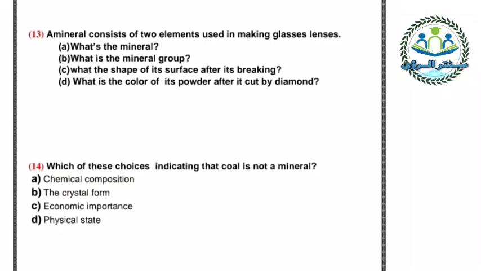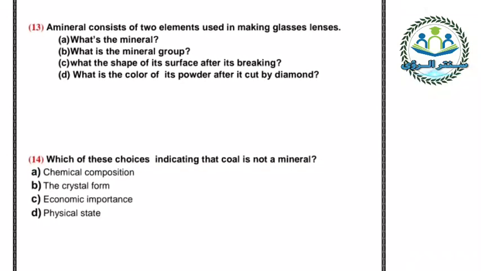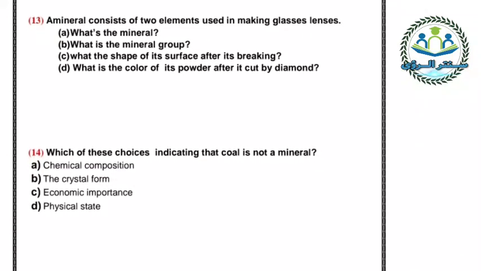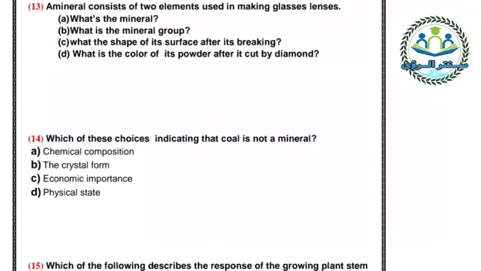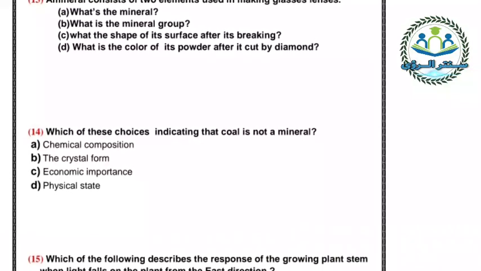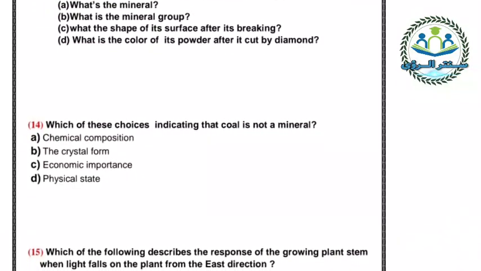14. Which of these choices indicates that coal is not a mineral? A. Chemical composition. B. The crystal form. C. Economic importance. D. Physical state.